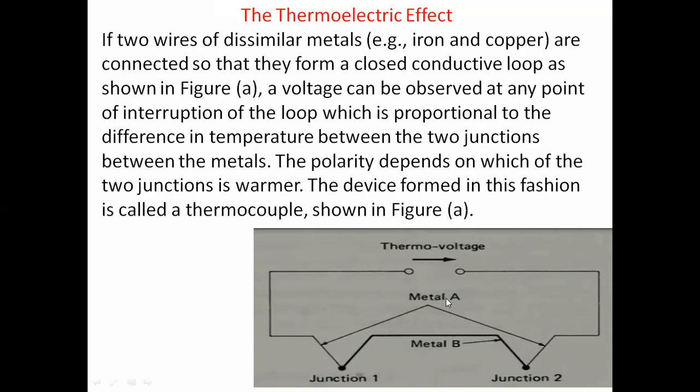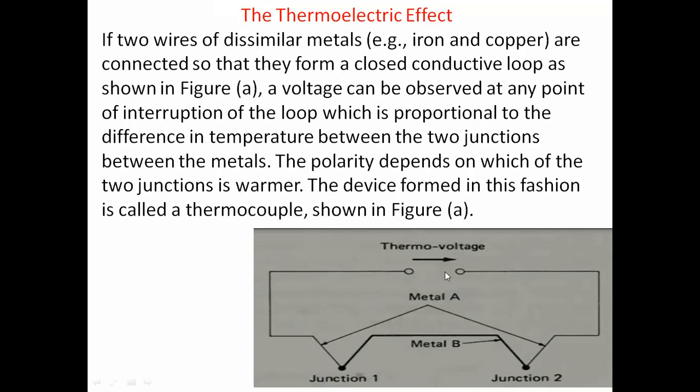Okay, one junction will be placed at the temperature we have to measure. Another junction we can use for measuring, that is the output. For that, we can use the Seebeck effect. So how can we produce the output in terms of voltage? It will produce the output voltage based upon the difference between these two junctions.